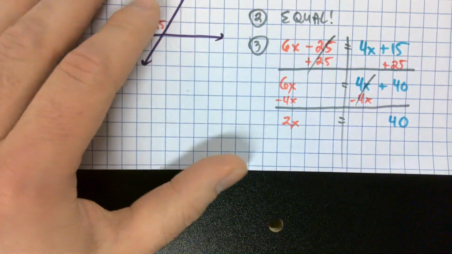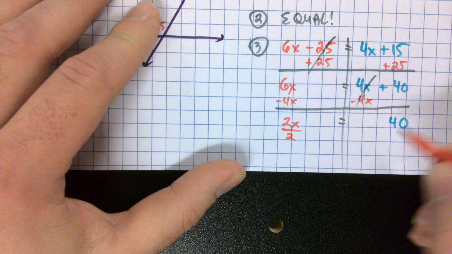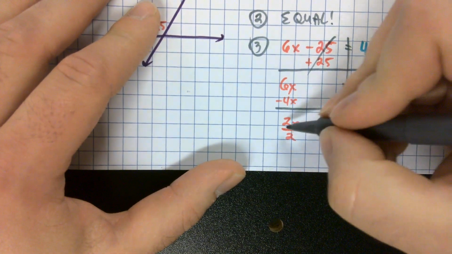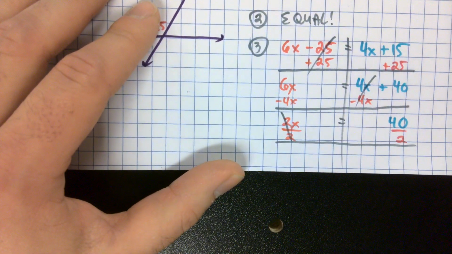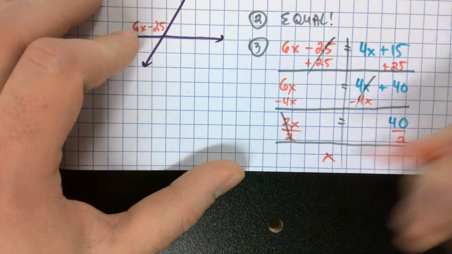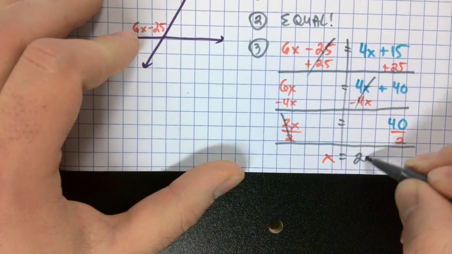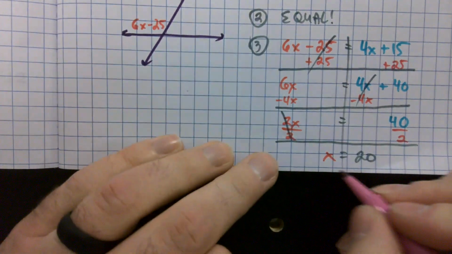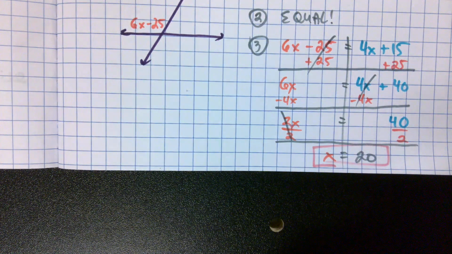My last step is going to be to do what? Divide by 2. How many times does 2 go into 40, everybody? 20. There's my missing variable, x equals 20.